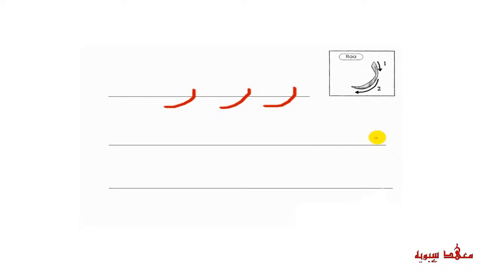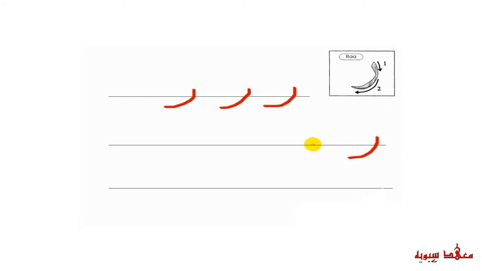Now the ra in the beginning will be as follows. So like the dhaal and the dhaal with a dot, the ra is also not joined. And we'll find out the next letter as well, which is like the ra with a dot, is also the same. It's not joined. So that's in the beginning.